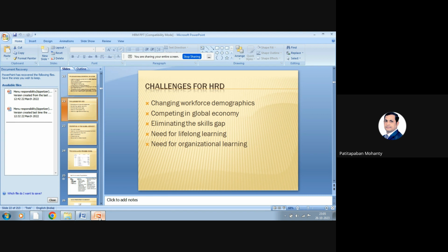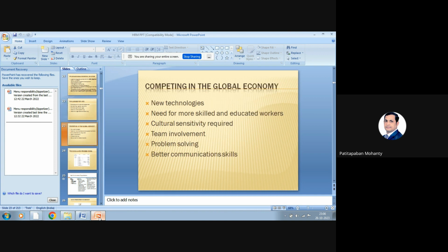The next is the need for organizational learning. Yes, organizational learning is also required. Who can provide organizational learning to the organization? I mean the top level managers. So you need to design that kind of structure. It is the job of the human resource department to make them learn on a daily basis. If they do not learn, how will the organization succeed in the future? So both are required, lifelong learning and organizational learning. This learning design should be the challenge for human resource development. The next is competing in the global economy. It is an important point you need to remember.